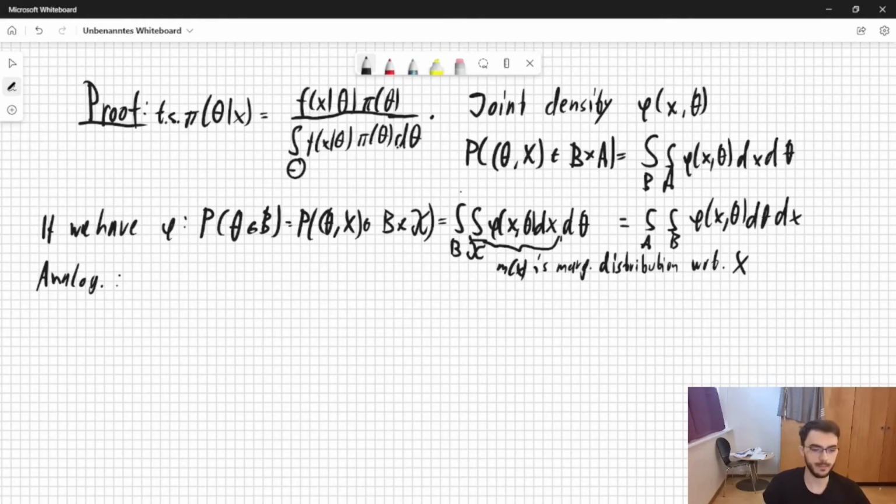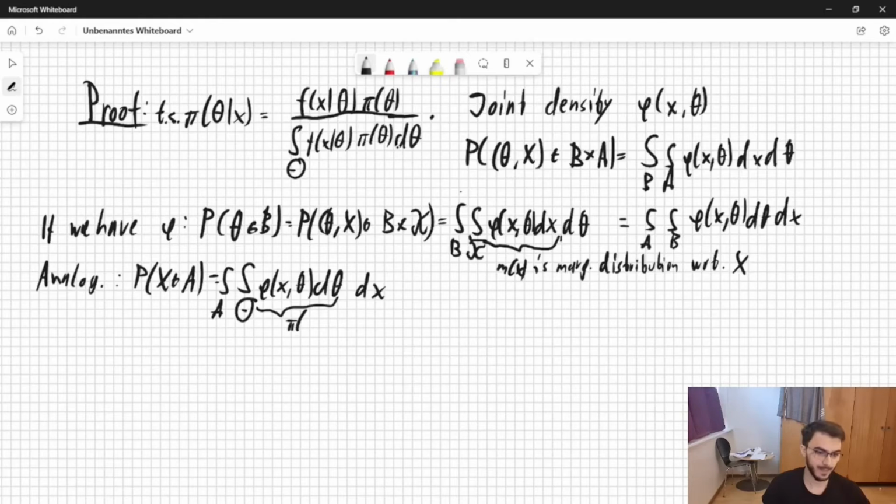So analogously, the probability that x is in some set is just going to be the integral over the set over the integral of the joint with respect to the image of theta. And this is then the prior, right? Because the prior is the marginal density of theta.